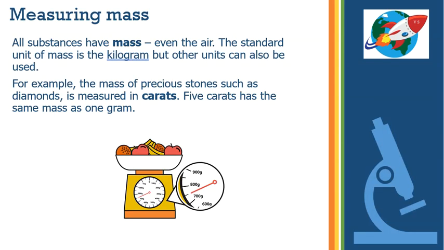So let's get into the main part of our lesson today, measuring mass. All substances have mass, even the air. The standard unit of mass is the kilogram, but other units can also be used. For example, the mass of precious stones, such as diamonds, is measured in carats. 5 carats has the same mass as 1 gram.